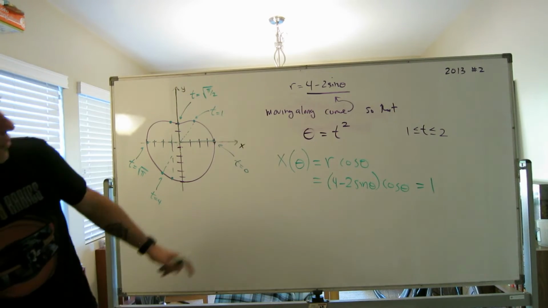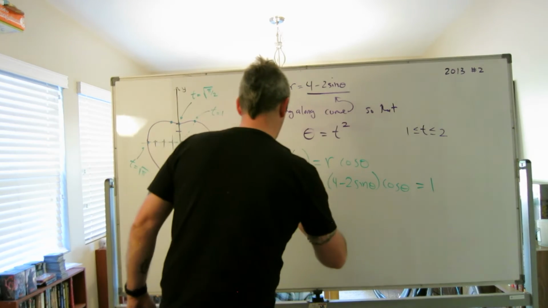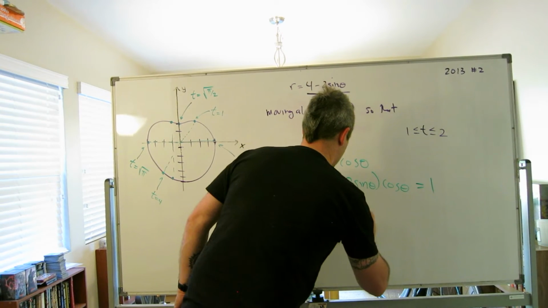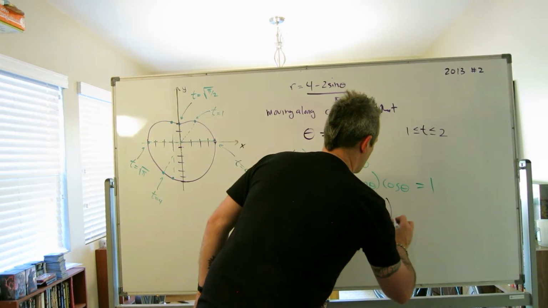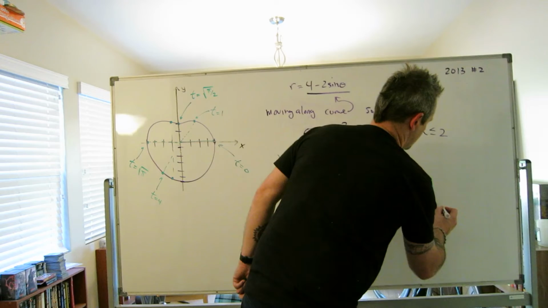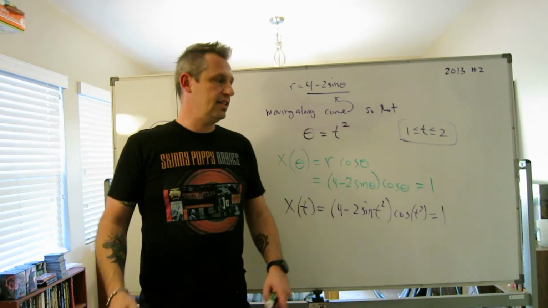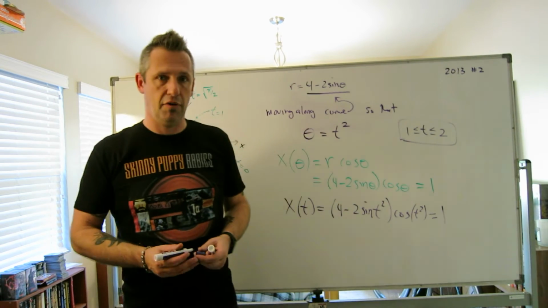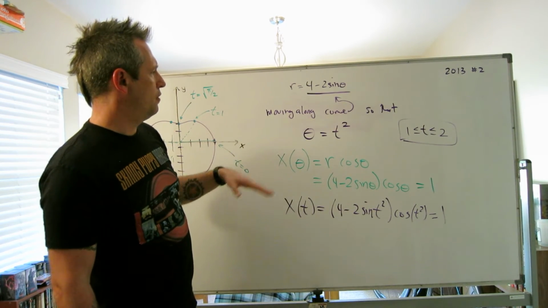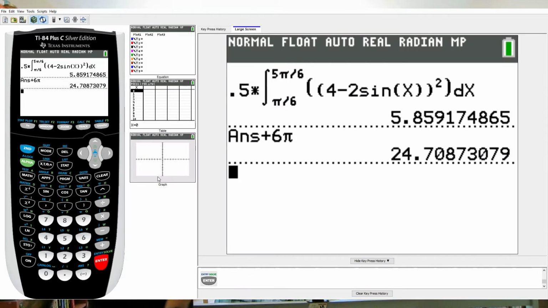We could also plug in, given that theta equals t squared. We might as well do it all at once. X as a function of time, then, is really just 4 minus 2 sine of t squared times cosine of t squared. And basically we want to know when this equals -1 on this range right here. One of the reasons I like plugging in t is that now I know what range I'm looking at, whereas for theta I wasn't really sure. I guess theta goes from 0 to 4 actually, so I would have known what theta does too. Okay, so here we go, plugging this into my calculator.